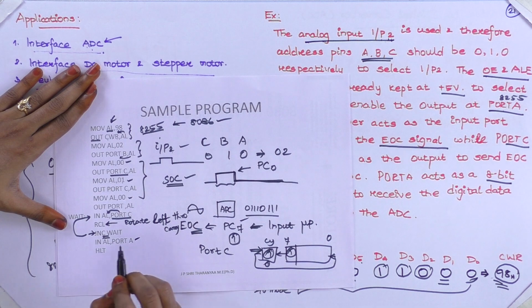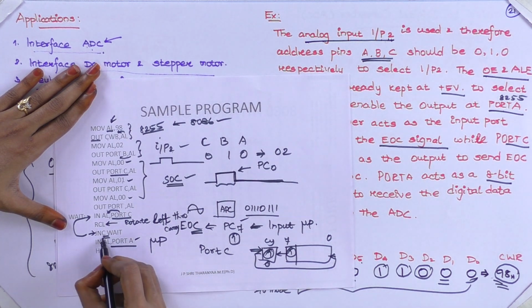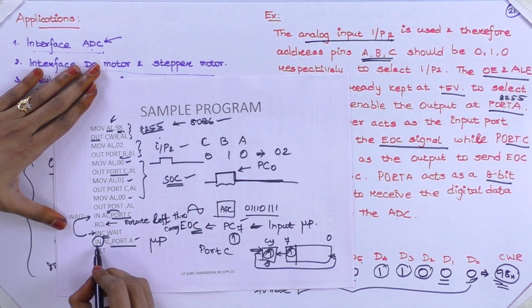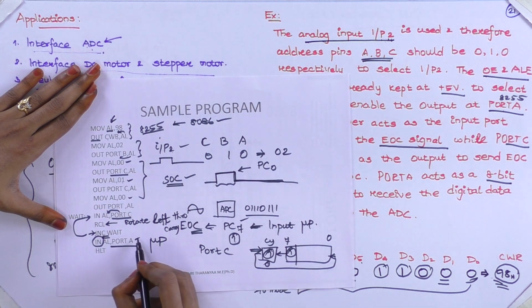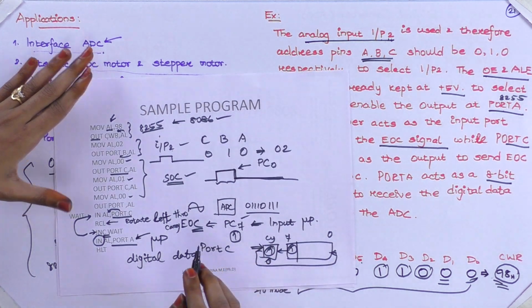Once the end of conversion is over, the data will be available on the port output latch. Remember, you had a block, right? In the output latch, you will have your data. From the output latch, it will be given to port A, and from port A your processor will receive it. You are supposed to use the IN instruction: IN AL, port A. From port A your processor will read the digital data.